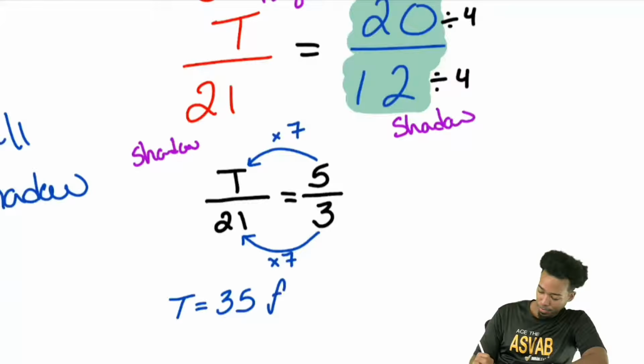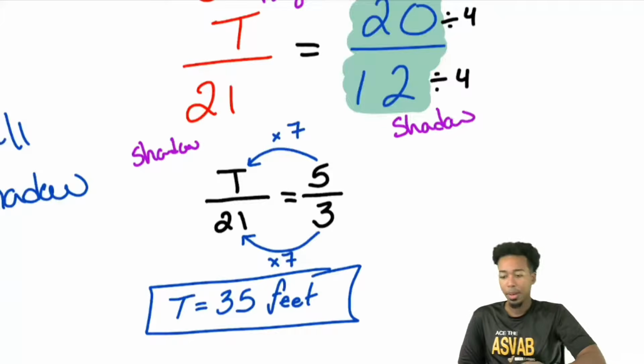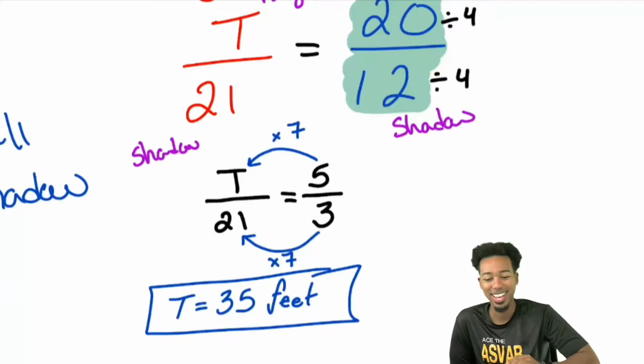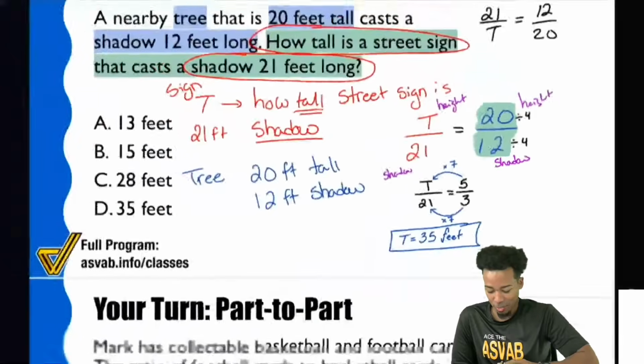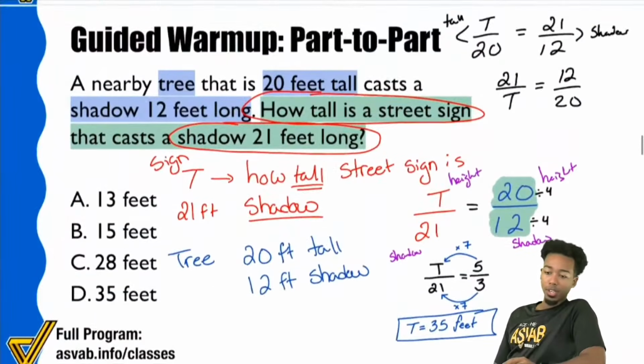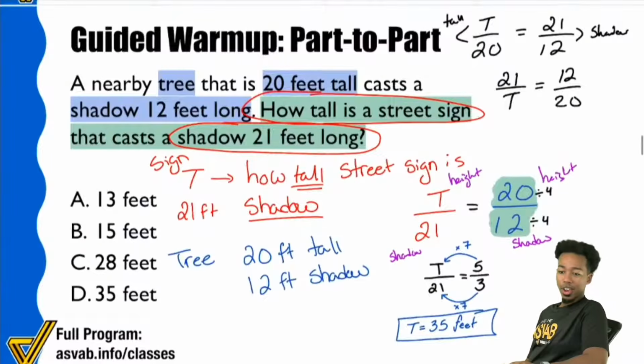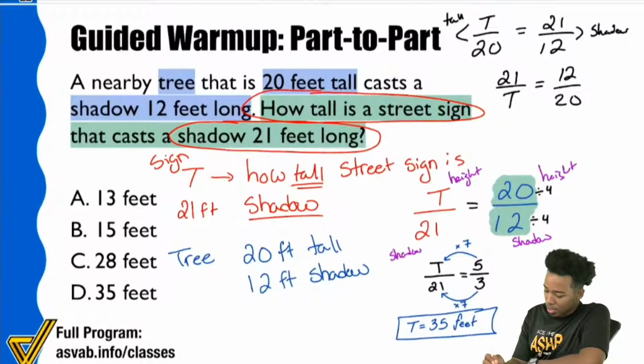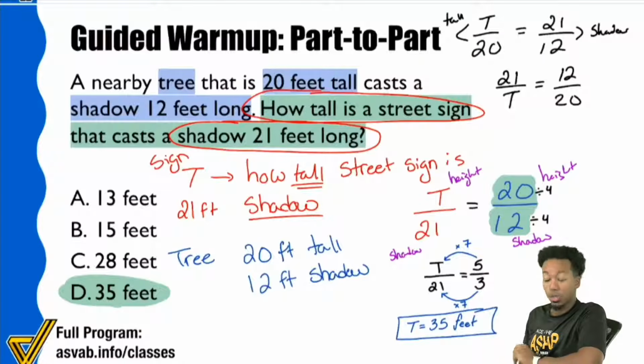35 feet. That's right, 35 feet. And you're good right there. Let me zoom out a little bit, and let me get my ugly face out of the way so you can take a screenshot. But there you have it, my party people. Our answer here would be D. 35 feet is how tall the street sign is.